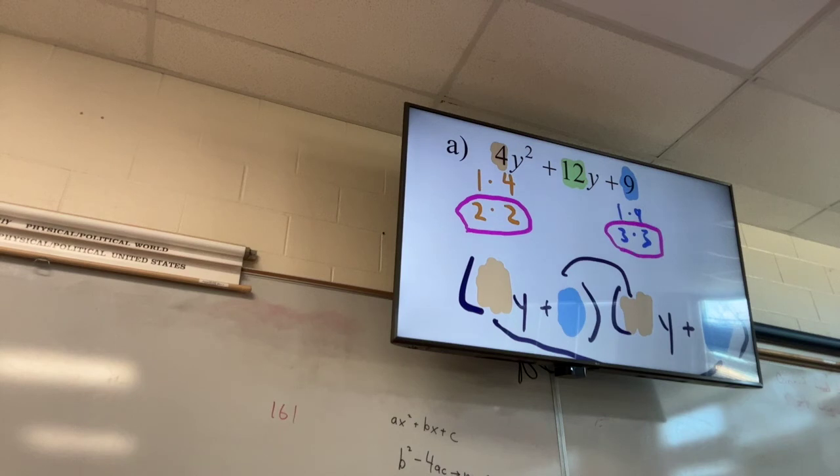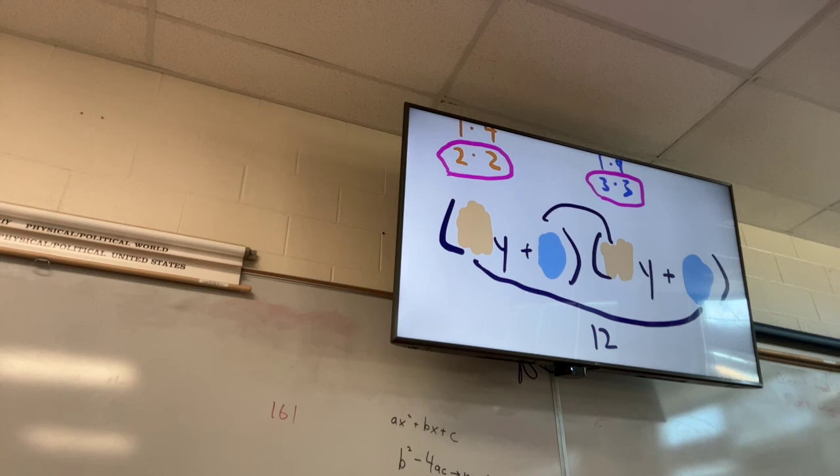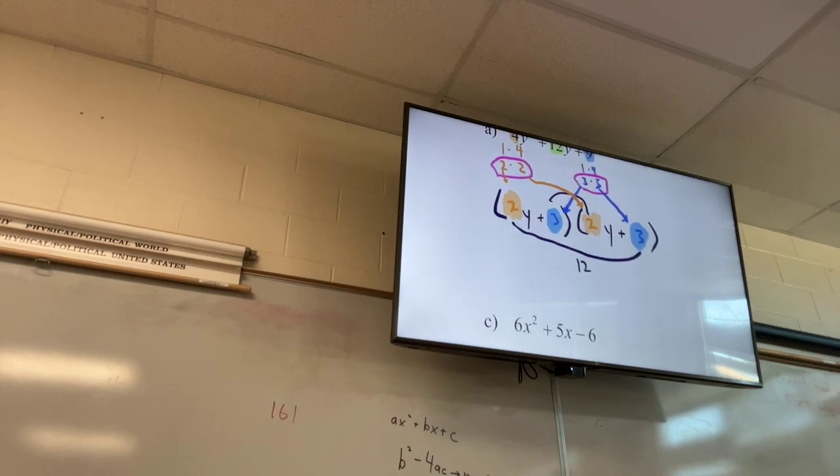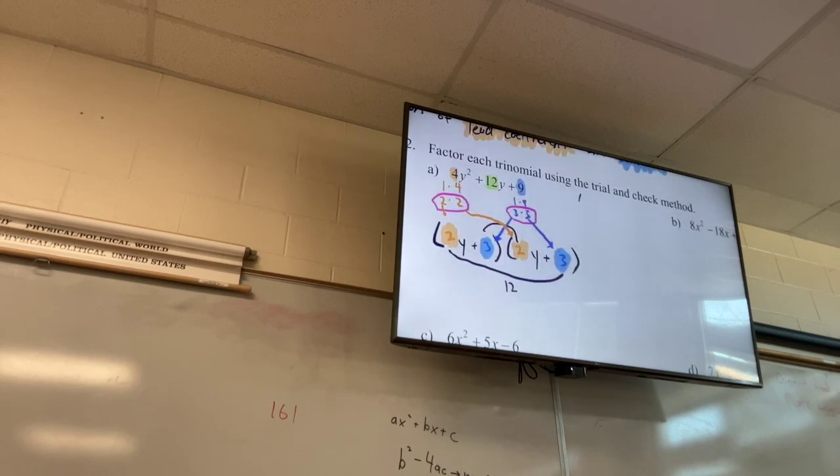You guys see why that works? When I multiply the outer numbers together and then multiply the inner numbers together and add them together, I get 12. Okay? So I put the blue numbers in the blue spaces. I put the orange numbers in the orange spaces. So my answer, I'm just going to copy it down, the exact same thing I have right here. My answer is 2y plus 3 times 2y plus 3.